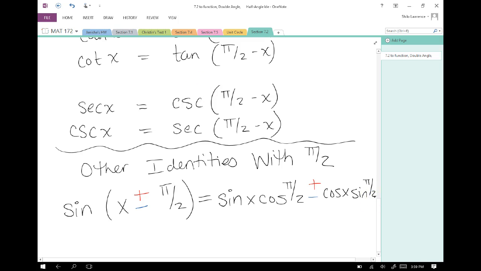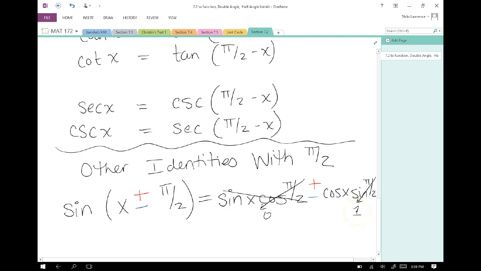Now, one of these angles is x, so we're not going to be able to figure that one out. But the other one is pi over 2. We can figure that one out using our unit circle. Cosine at pi over 2 is 0. So anything times 0 is 0. This whole first piece is going to go away. Sine of pi over 2 is 1.